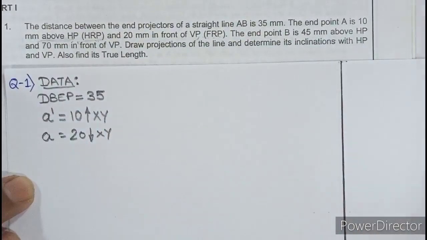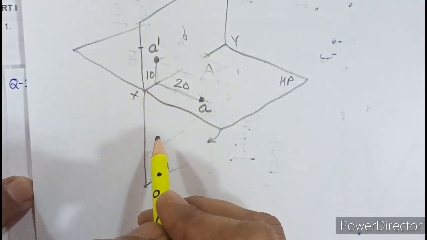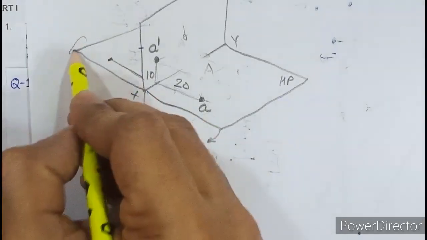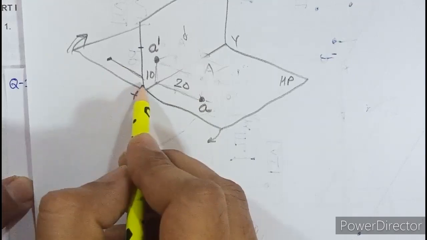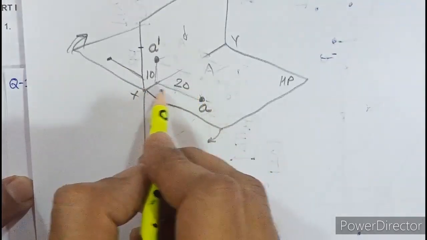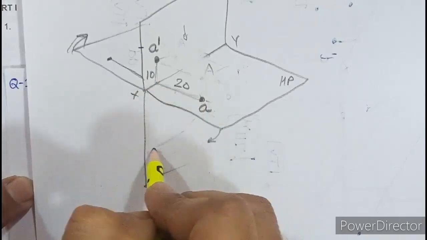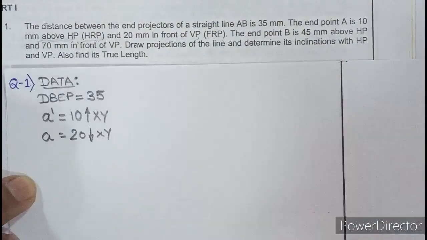Or you need to learn by heart like this: anything in front will be below. Anything behind, after you turn, what will happen? Suppose a point is behind, after you turn, this will go above. So anything behind will be above XY. Pardon. So anything in front will be below XY, and anything behind will be above XY. So that is about point A.